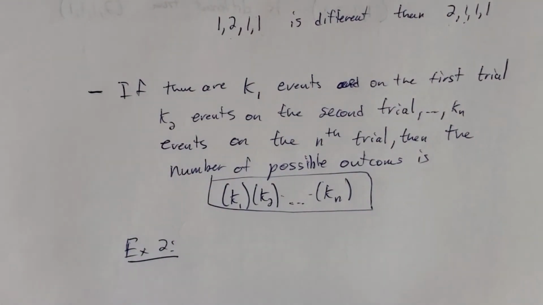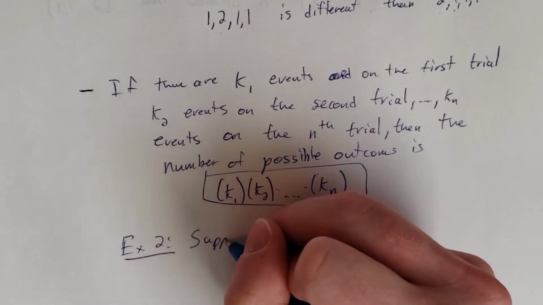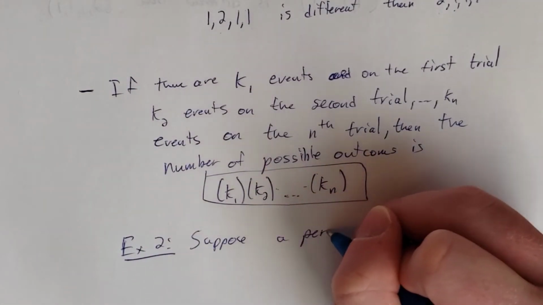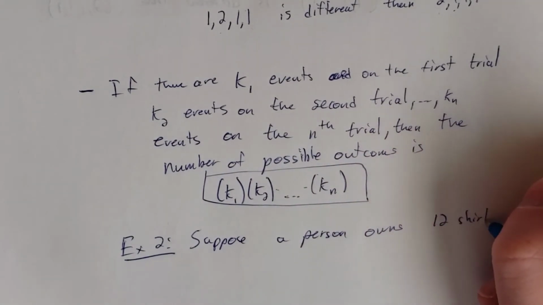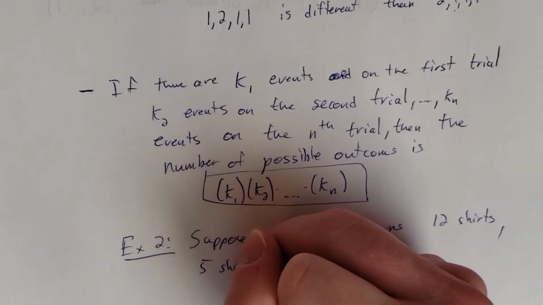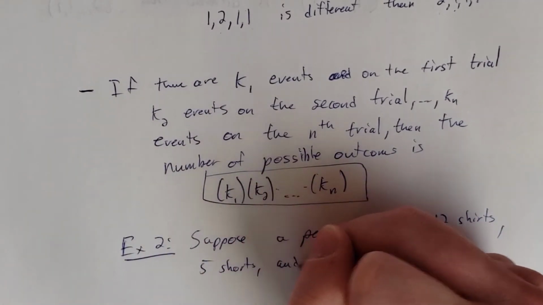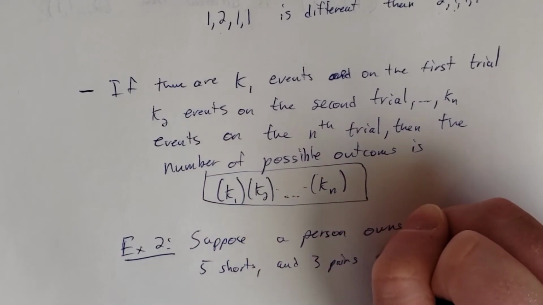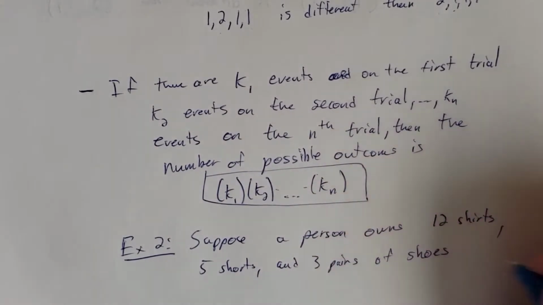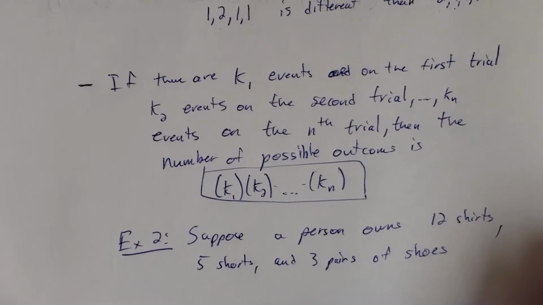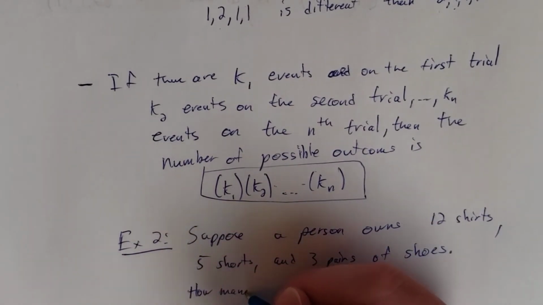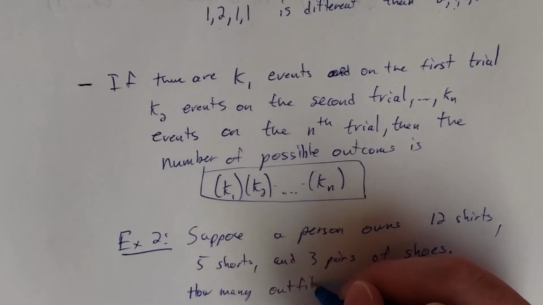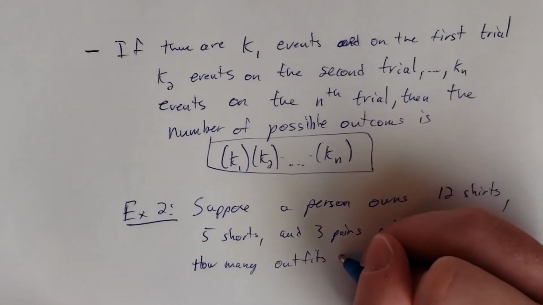So let's take a look at an example where something like this might occur. Let's suppose a person owns 12 shirts, 5 shorts, and 3 pairs of shoes. And we might ask the question, how many outfits can this person wear?